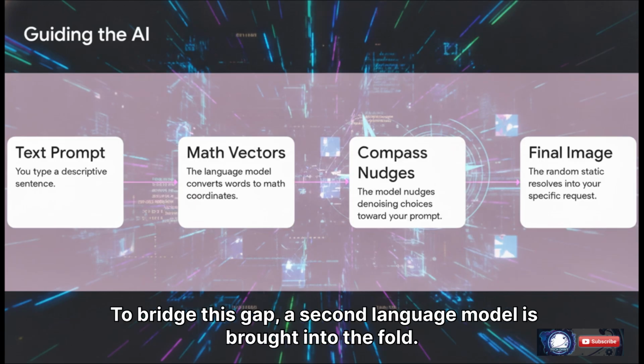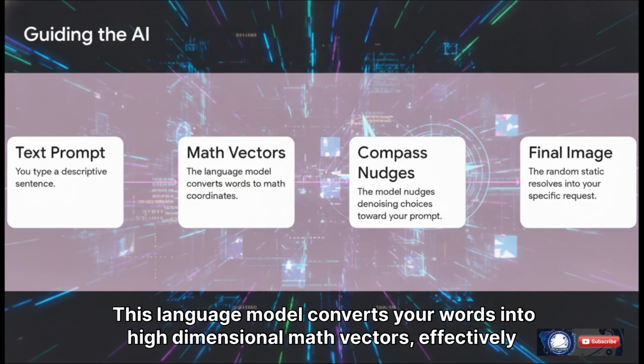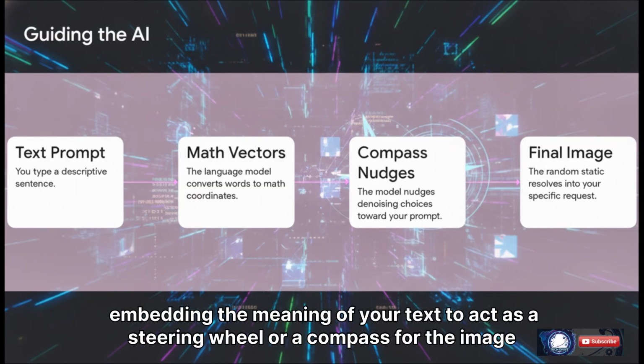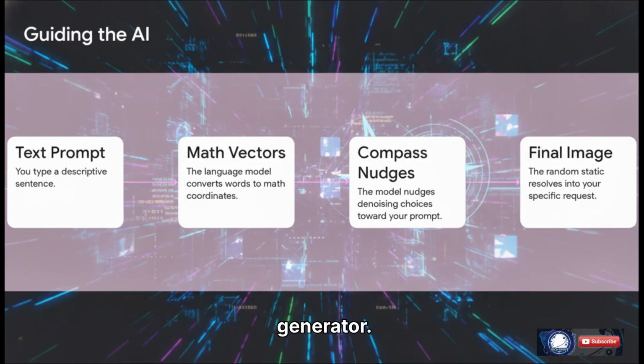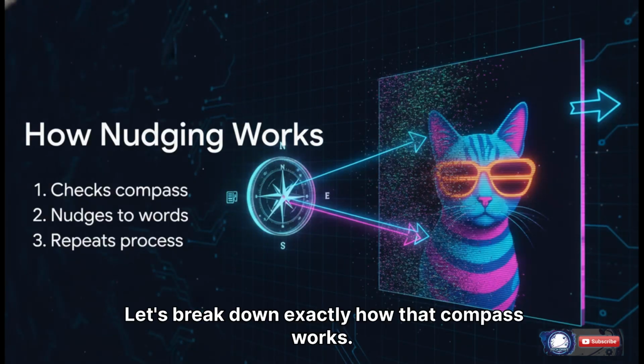To bridge this gap, a second language model is brought into the fold. This language model converts your words into high-dimensional math vectors, effectively embedding the meaning of your text to act as a steering wheel or a compass for the image generator. Let's break down exactly how that compass works.